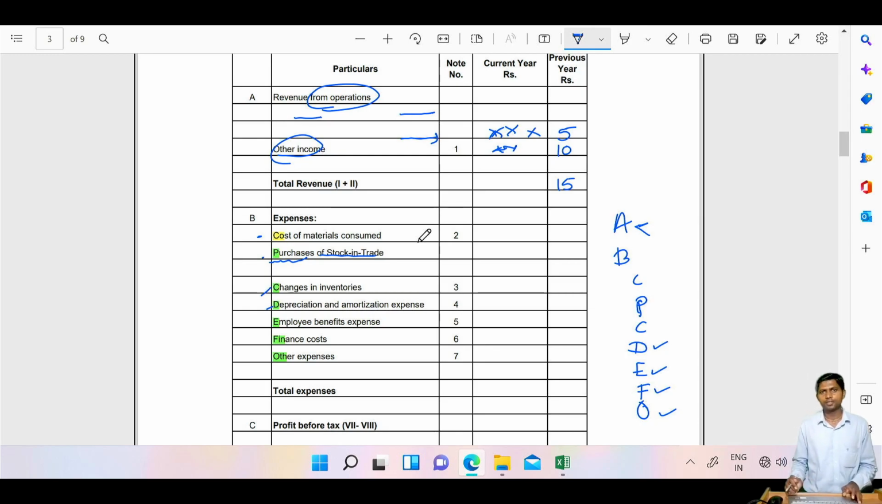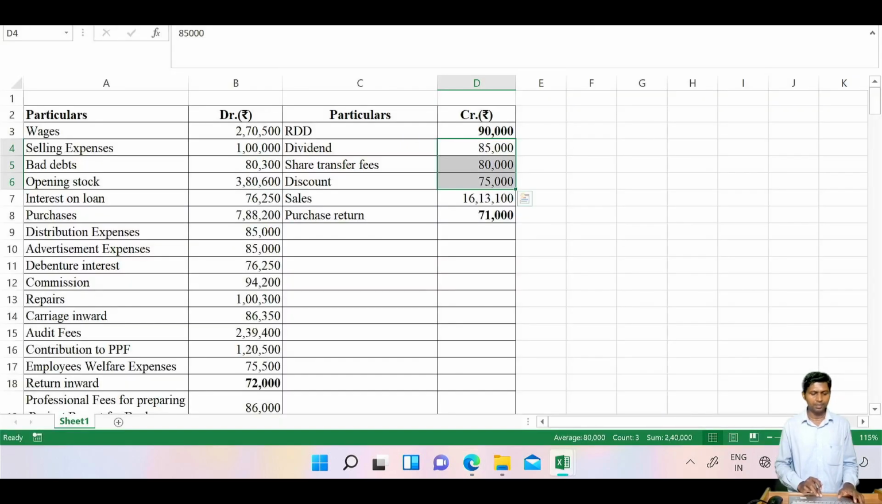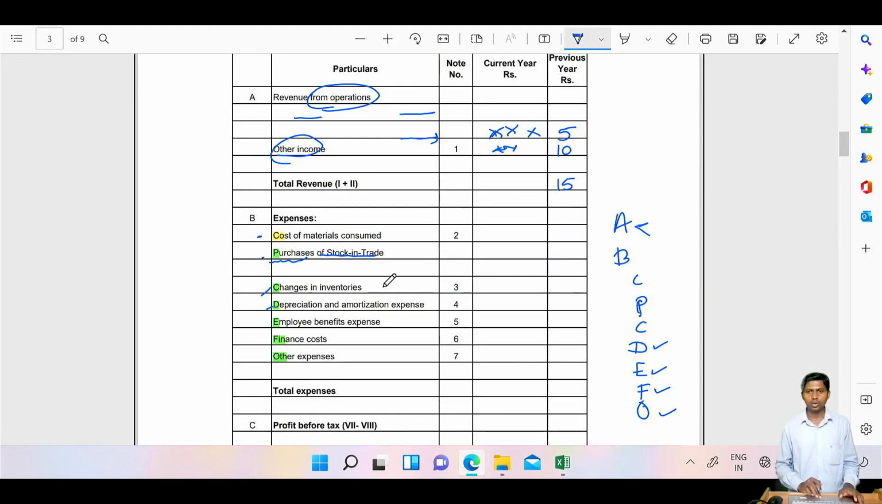Understood? After finance cost, my dear students, then what you will say? The last step. If you cannot write a particular item given on the debit side of the trial balance, then you are required to write that remaining item in other expenses category.